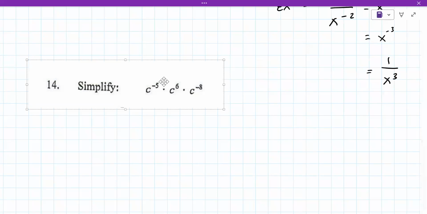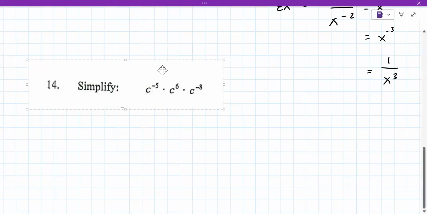Yeah, it would be 6 c to the 6 over c to the 13, which would be 1 over c to the 7. 1 over c to the 7.